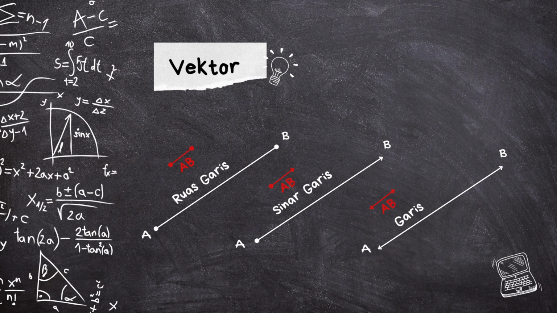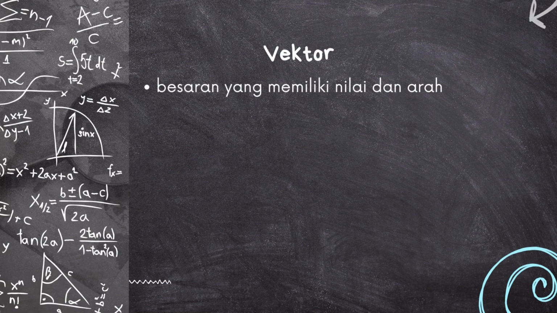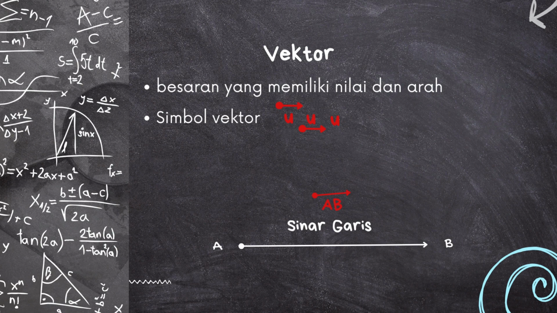So, in your opinion, which one is a vector line? Please pay attention to the following. A vector is a quantity that has both magnitude and direction. To represent vector symbols, like this U, with an arrow pointing to the right above or below it. So, can you conclude which of the lines mentioned earlier belongs to a vector? Yes, that's correct. The vector image is the second one, or the ray with a single arrow.